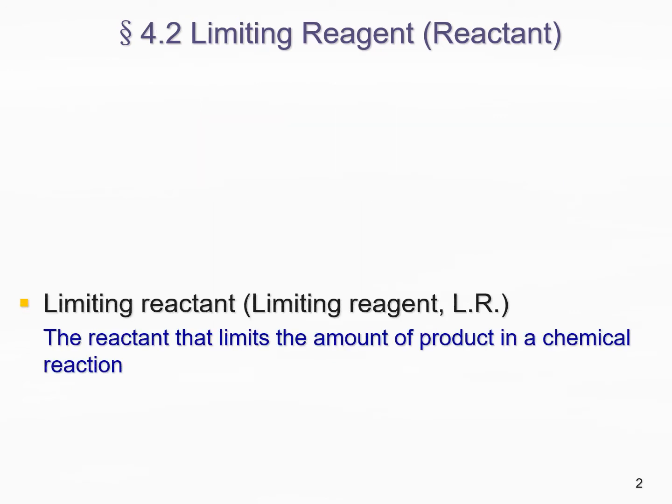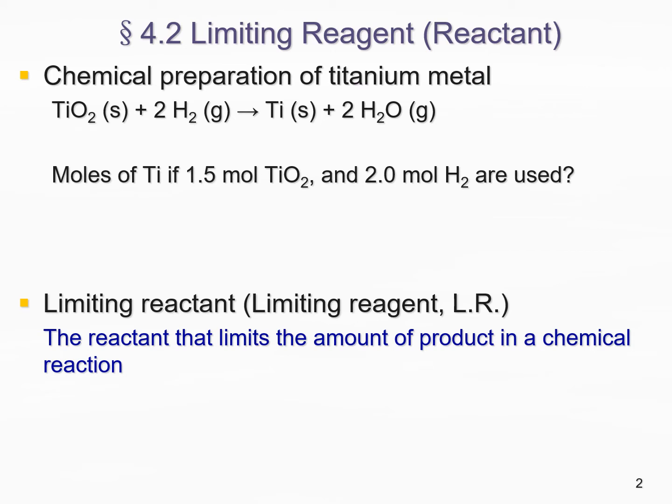Now, let's look at the limiting reactant in chemistry. Limiting reactant is also called the limiting reagent. LR stands for limiting reactant in our calculations later on. It's the reactant that limits the amount of product in a chemical reaction. We can use this reaction as an example to better understand the definition. The question here is, how many moles of titanium can be made if 1.5 moles of titanium(IV) oxide, TiO2, and 2 moles of hydrogen are used?